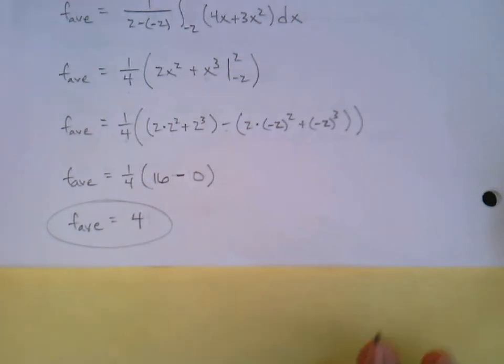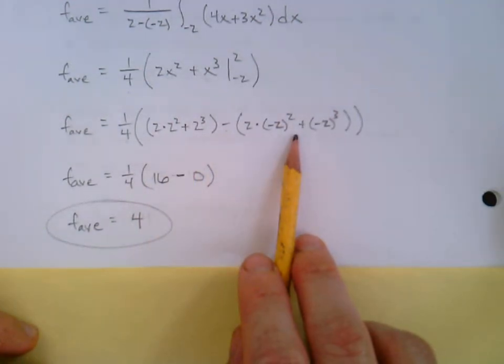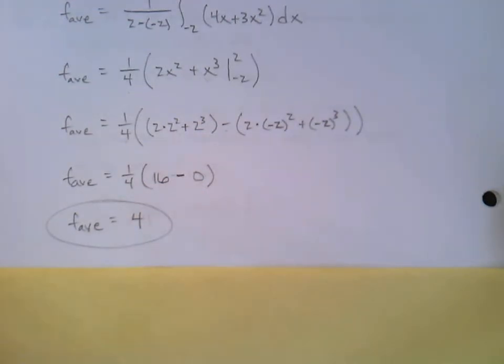And here we go to wrap it up. That becomes 16. This just so happens to go to 0. So my average function value is 4.